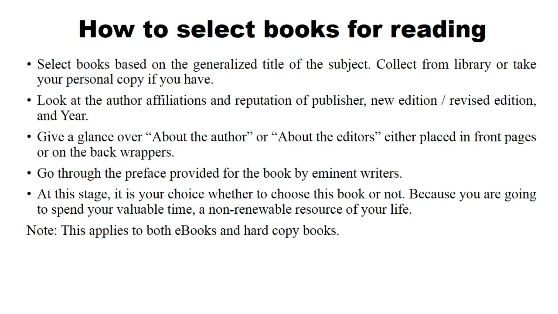If you look at the author names, they are followed by the affiliation, I mean, the address where the authors actually work, and the reputation of the publisher, the name of the press, how reputed the press is, and what is the edition of the book, whether it is a revised edition or a new edition. Sometimes there are very many new editions for a given book. It is decided by the recent year of publication. And you should have a glance over the about the author section or about the editor section, either placed in the front pages or on the back side of the wrappers.